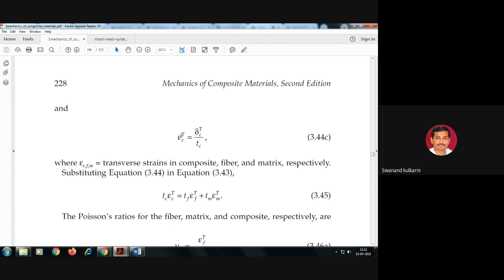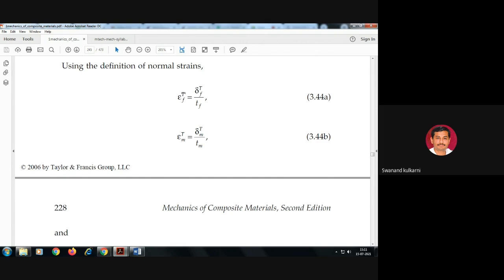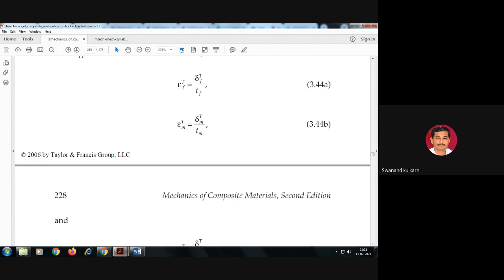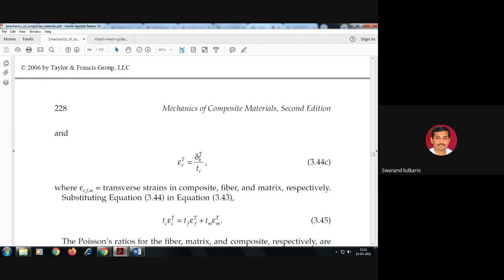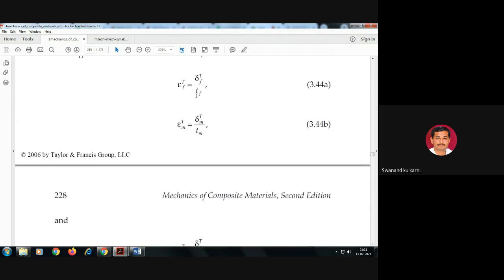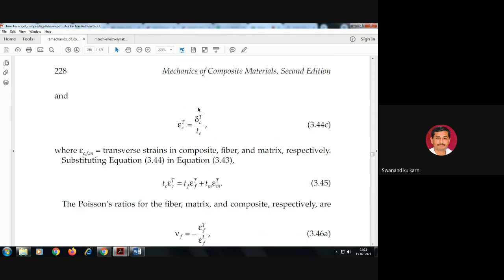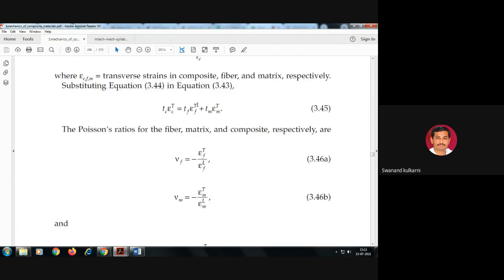While calculating the strain for composite, strain for matrix, and strain for reinforcement or fiber, the usual notations used are delta F, delta M, and delta C for deformation of fiber, deformation of matrix, and deformation of composite. That is all in the transverse direction. TF, TM, and TC represent the thickness, the original length for that composite. So these are the transverse strains in composite, fiber, and matrix respectively.